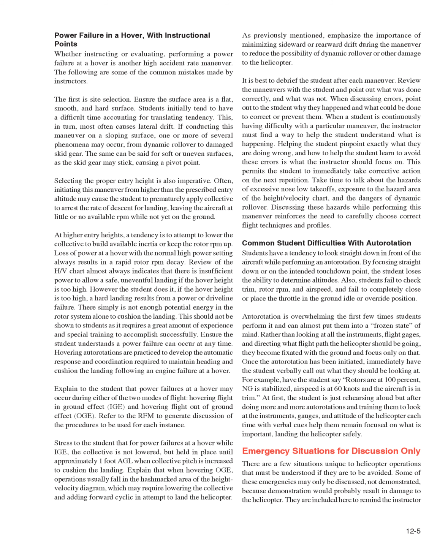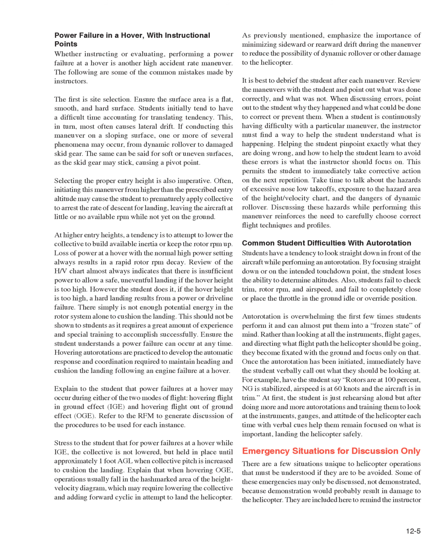Autorotation is overwhelming the first few times students perform it and can almost put them into a frozen state of mind. Rather than looking at all the instruments, flight gauges, and directing what flight path the helicopter should be going, they become fixated with the ground and focus only on that. Once the autorotation has been initiated, immediately have the student verbally call out what they should be looking at. For example, have the student say rotors are at 100%, NG is stabilized, airspeed is at 60 knots and the aircraft is in trim. At first, the student is just rehearsing aloud, but after doing more and more autorotations, training them to look at the instruments, gauges, and attitude of the helicopter each time, the verbal cues help them remain focused on what is important: landing the helicopter safely.